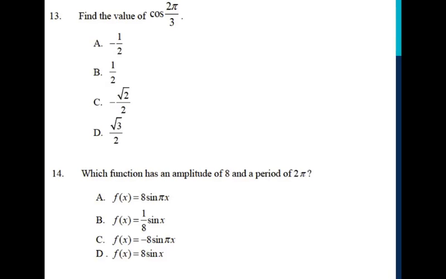Find the value of cosine of 2 pi over 3. Here's a trick. You can type in cosine of 2 pi divided by 3 in your calculator. Make sure your mode is in radians. It'll give you negative 1/2.